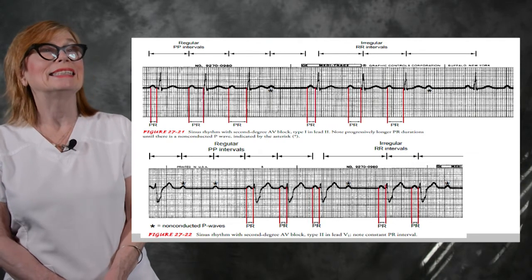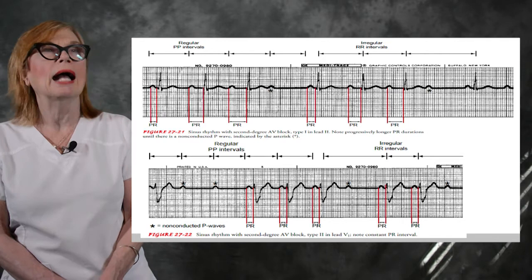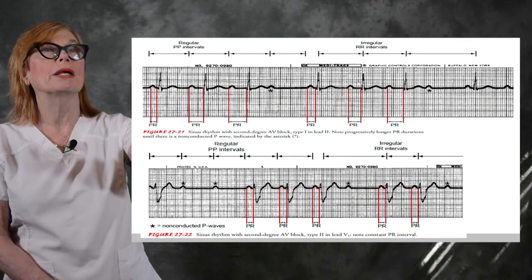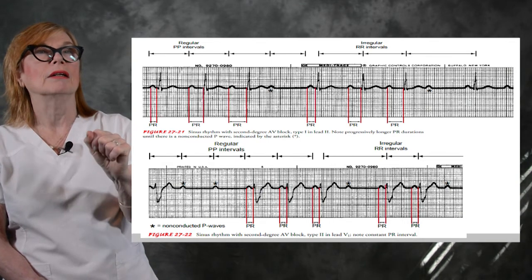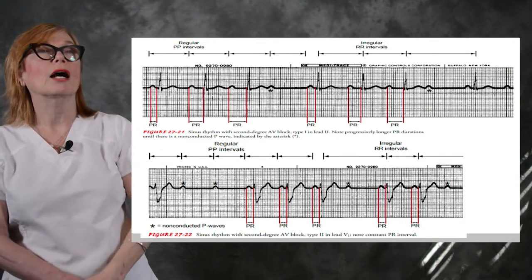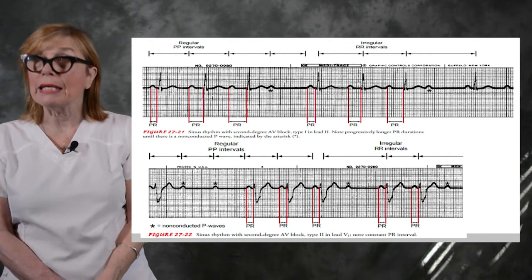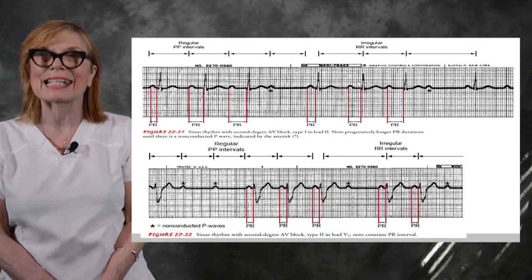When we're looking at second-degree AV block, if you're looking at the top, you can see I drew lines showing you your PR. So here's your PR. Then it gets longer, then it gets longer, and then you're non-conducted. And then short PR, longer, longer, non-conducted. P to P rate is constant. R to R rate is inconstant.